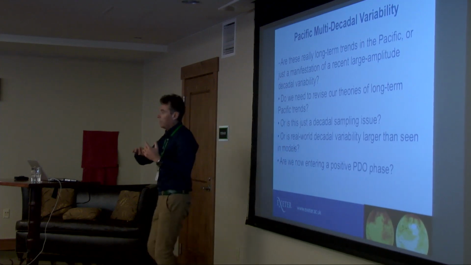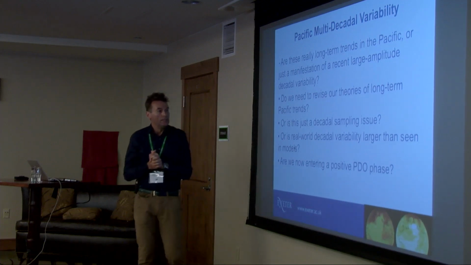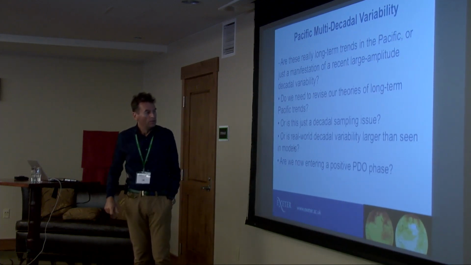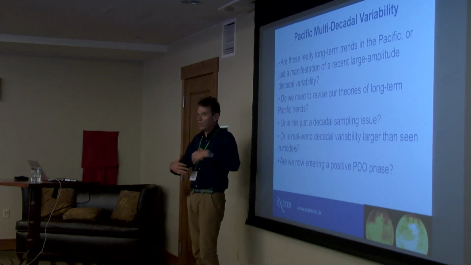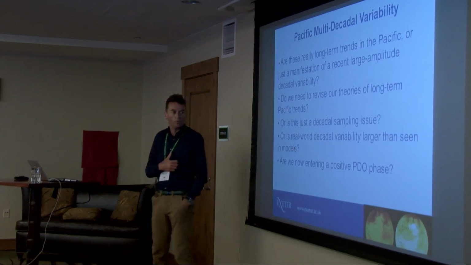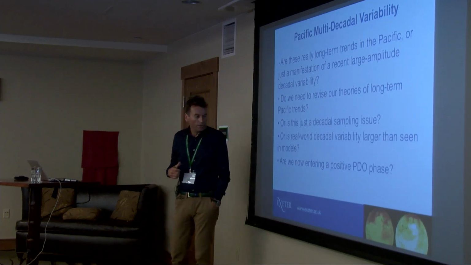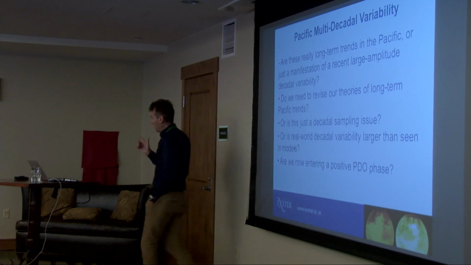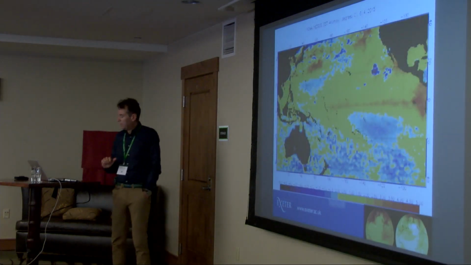Perhaps the models don't capture it because we don't have enough realizations in the model world that we have, the CMIP world. Or is this decadal event that we've seen in the Pacific really larger? Is it outside the range of what we're seeing in the models? So again, is it an indication of another model discrepancy? And of course, the other thing is, are we or have we entered a positive PDO phase?